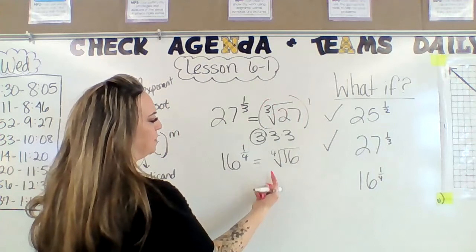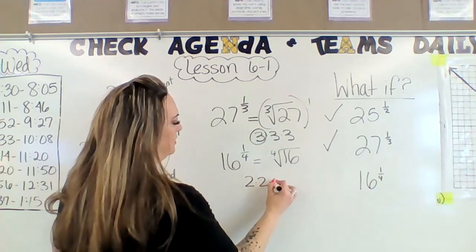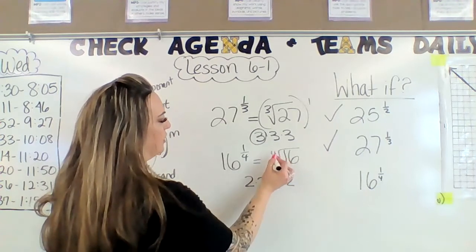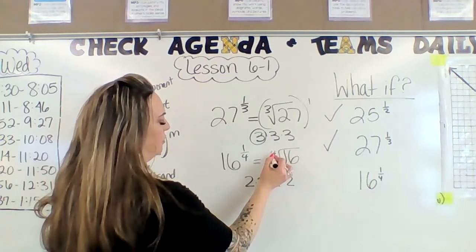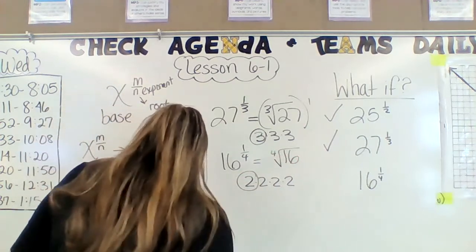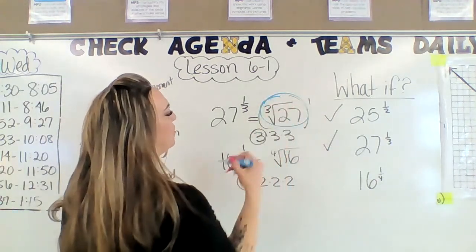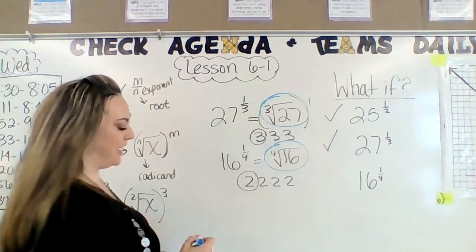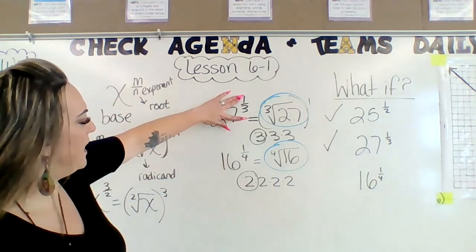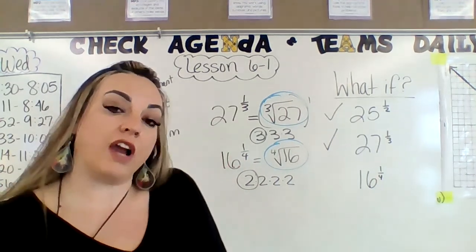Look here. What number was multiplied times itself 4 times to get 16? 2 times 2 is 4, times 2 is 8, times 2 is 16. So our root 4 of 16 would equal 2 if we were to evaluate it. But we really only need to rewrite our exponents for now with a radicand symbol. And we do that when we have rational number exponents or fraction exponents.